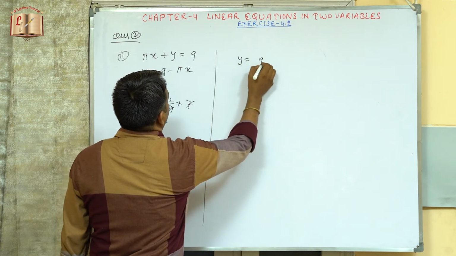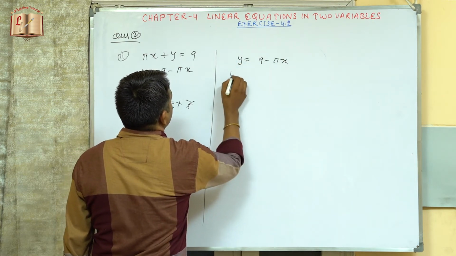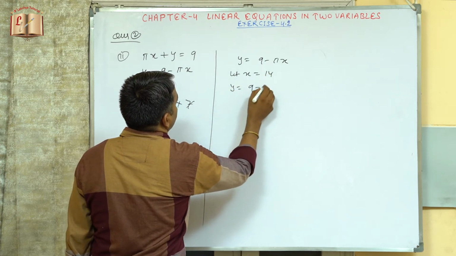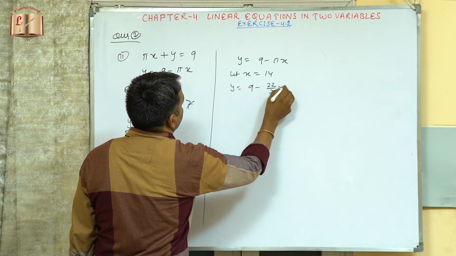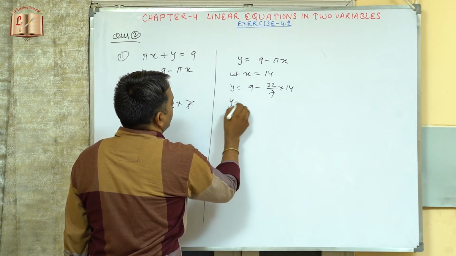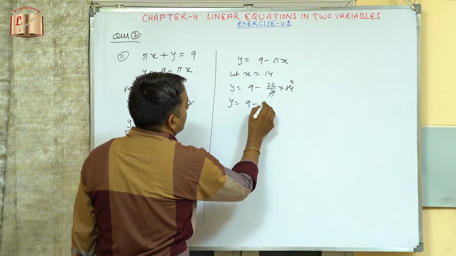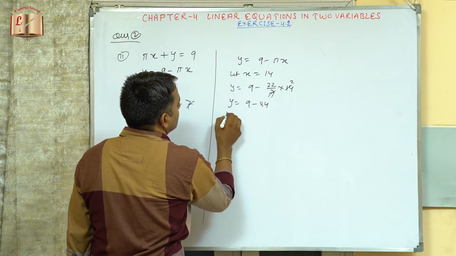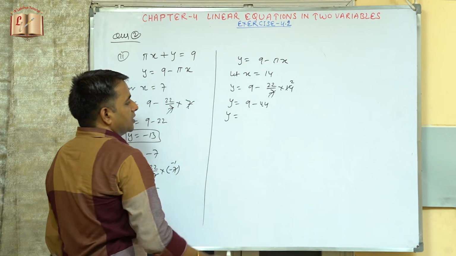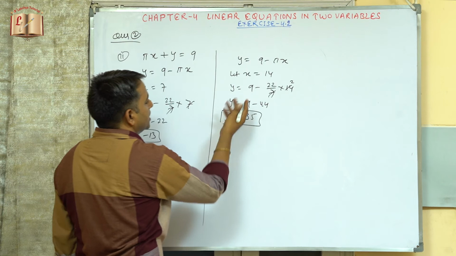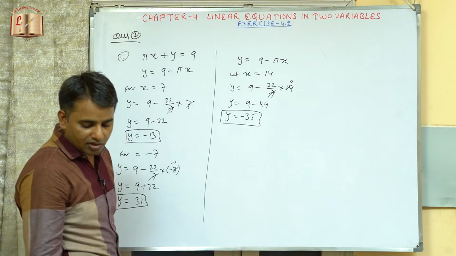So y equals 9 minus pi x. Let x equals 14. So y equals 9 minus 22 by 7 into 14. So y equals 9 minus, this is 2 times, 9 minus 44. So y equals, this will be 35 negative. Similarly, we can find other values also for this.